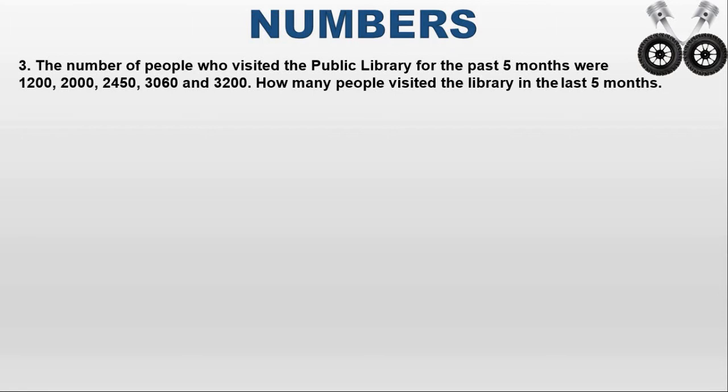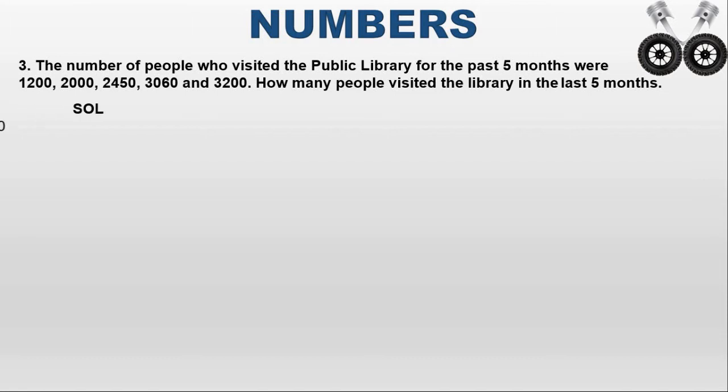For the second month, how many people visited? 2000 people visited. For the third month, 2450. For the fourth month, 3060. For the fifth month, 3200 people visited. What is the question they are asking? They are asking how many people visited the library in the last 5 months. So we have to find the sum of the people. That is, we have to add.